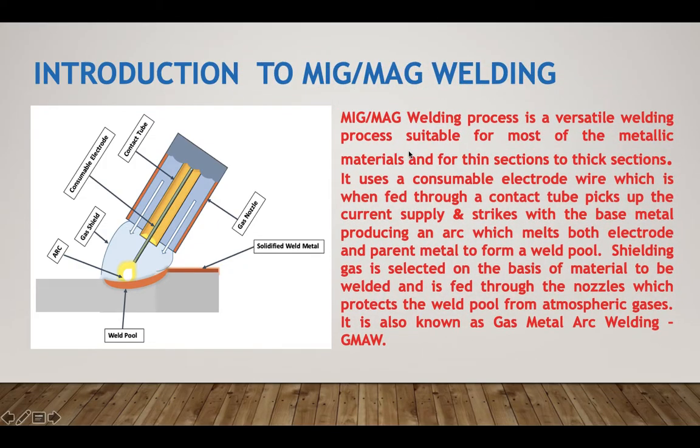So MIG MAG welding process is a versatile welding process suitable for most of the metallic materials, for thin sections to thick sections. It uses a consumable electrode wire which, when fed through a contact tube, picks up the current supply and strikes with the base metal, producing an arc which melts both electrode and parent metal to form a weld pool. Shielding gas is selected on the basis of the material to be welded and is fed through the nozzle, which protects the weld pool from atmospheric gases. It is also known as gas metal arc welding, GMAW.